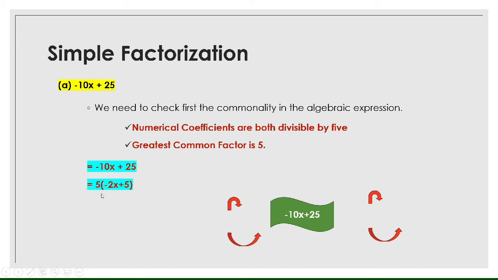And we need to divide negative 10x by 5, and this will give us negative 2x, and 25 divided by 5 will give us a positive 5. So, yan yung unang answer natin. And another answer could also be negative 5 times 2x, which would also give us negative 10x, and negative 5 times negative 5 would also give us a positive 25.